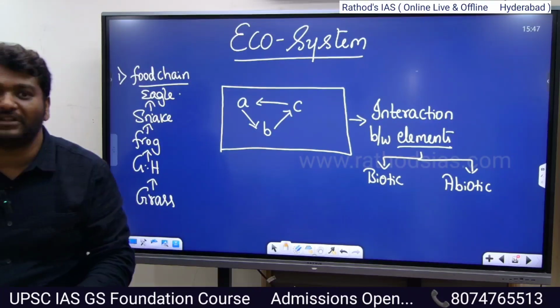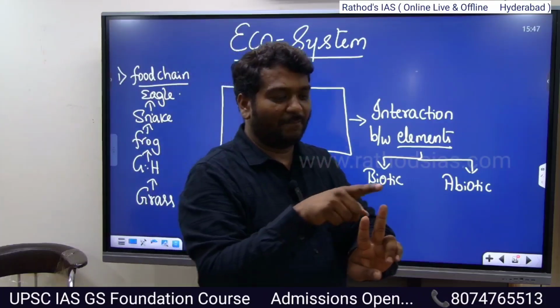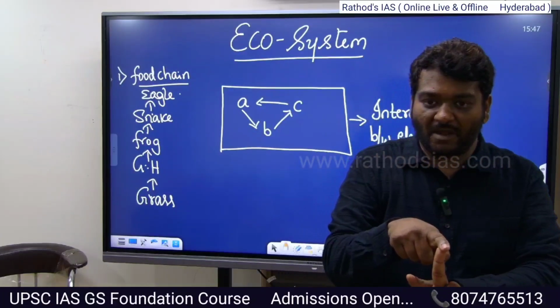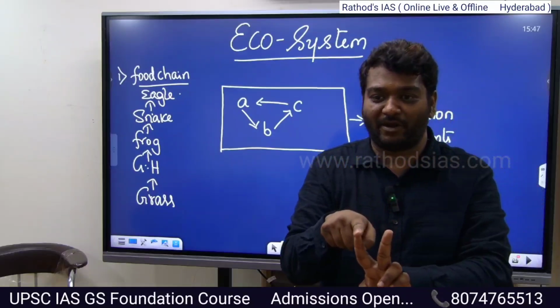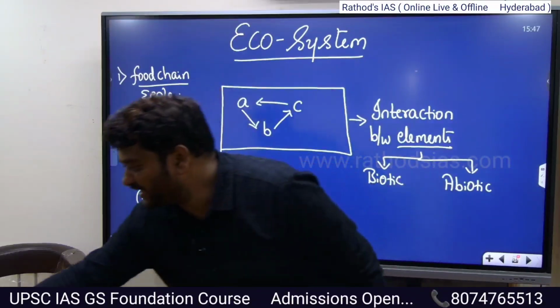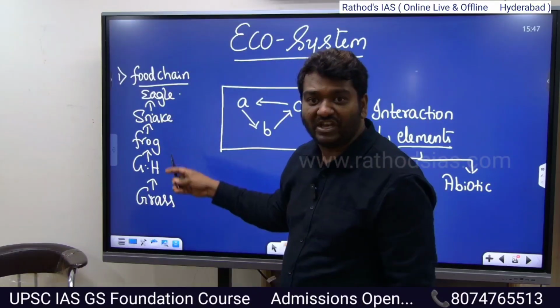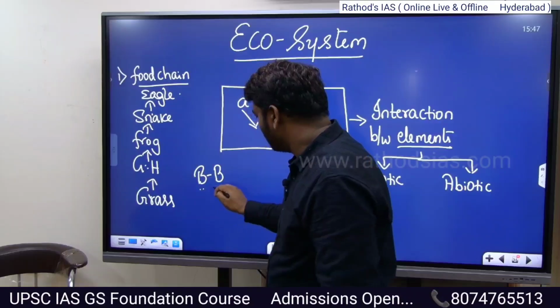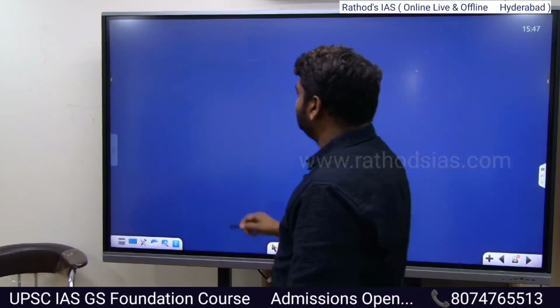Are you getting the point? What are the two factors you have? Biotic and abiotic. Biotic can interact with biotic. Biotic can interact with abiotic. Abiotic can interact with abiotic. Let me give an example. You saw food chain. Food chain is what example? Biotic and biotic.